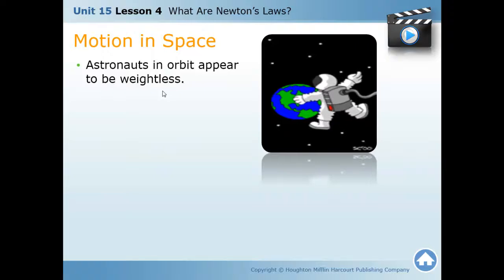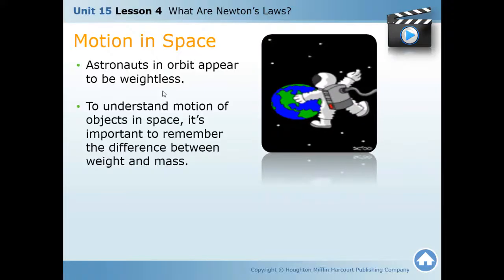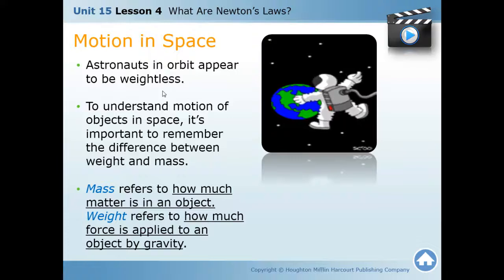Okay, motion in space. We say that bodies in space appear to be weightless, like there is no weight. To understand the motion of objects in space, it's important to remember the difference between weight and mass. Weight is related to the gravitational force, but mass is the amount of matter inside the body. Mass refers to how much matter is in an object, but weight refers to how much force is applied to an object by gravity.